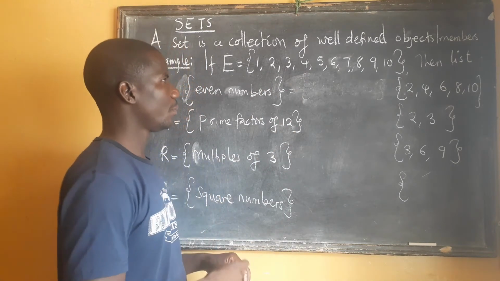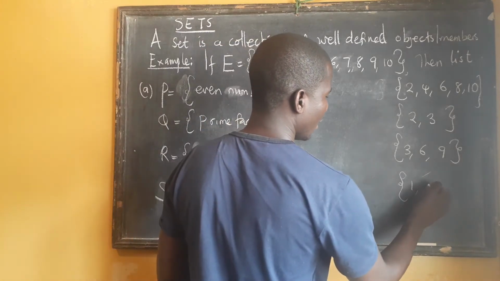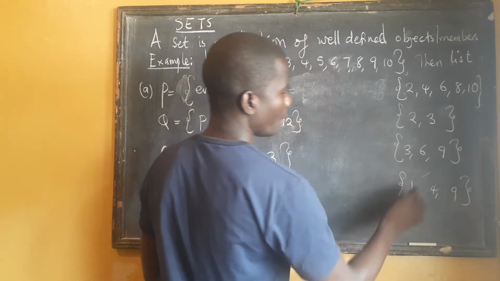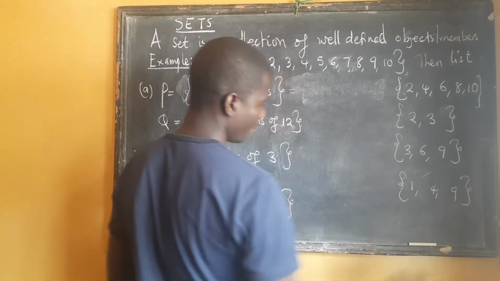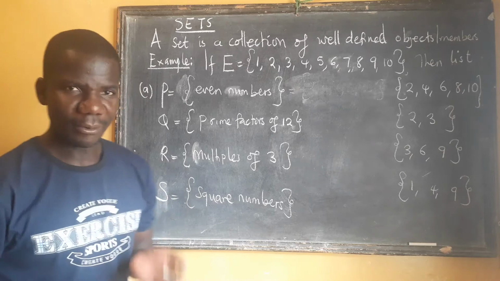So we can have 1, 4 and 9. When we square root these, it will give us 1, 2, 3. These are the square numbers that we are talking about. So this is what the question will give you.